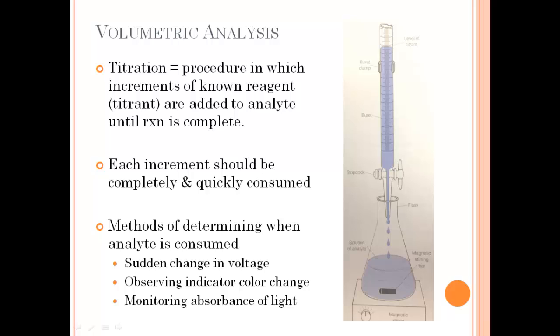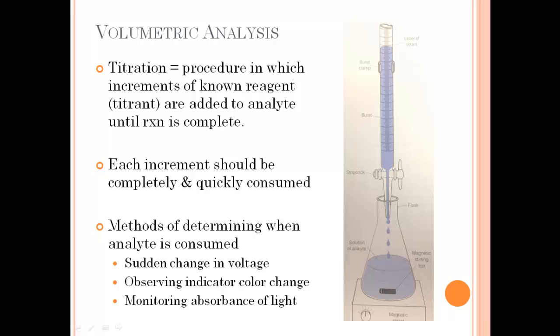So what is a titration? It's a procedure in which increments of known reagent, which is called the titrant, that's the stuff in the burette, is added to the analyte, that's the stuff in the Erlenmeyer flask, until that reaction is complete. So each increment that you drop from that burette should be completely and quickly consumed by the analyte. Of course, until that analyte is used up. The common titrations that you probably have heard of or have seen before are acid-base titrations, or even oxidation and reduction titrations, but there's a bunch of other different ones like precipitation reactions or complex formation titrations. We're going to start out with acid-base titrations, just like in general chemistry.